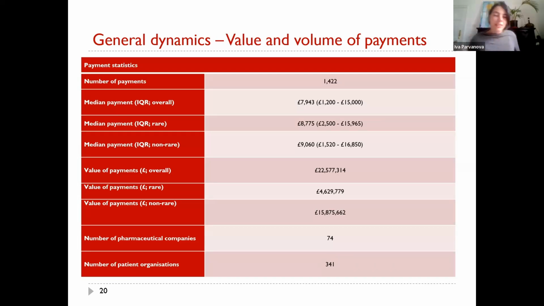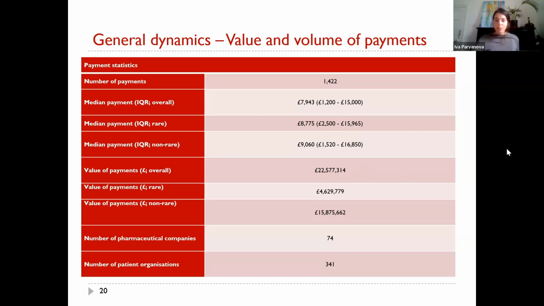So quickly, just the general dynamics, what we saw when we started looking into the data. In 2020, we found that 74 companies made 1,422 payments to 341 organizations, and that amounted to over 22.5 million pounds. There were differences in the median payments for rare and non-rare focused patient organizations, but those are quite minimal, with non-rare focused patient organizations having a higher median payment.